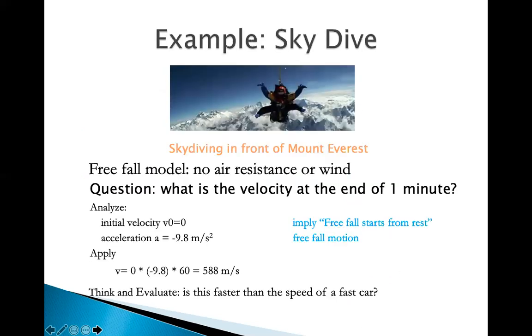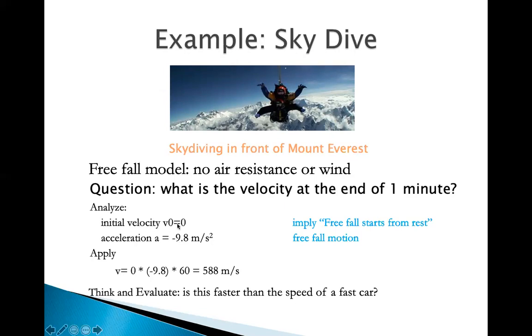That's the highest point. Another example here, let's take a look at skydiving. So this is a particular skydiving in front of Mount Everest. Question: what is the velocity at the end of 1 minute? First of all, we are going to assume this is not that far from the Earth. Then you'll say, wait, Mount Everest, that's very tall. But let's just keep things simple. Let's assume acceleration is 9.8. It actually may be slightly different than this number.